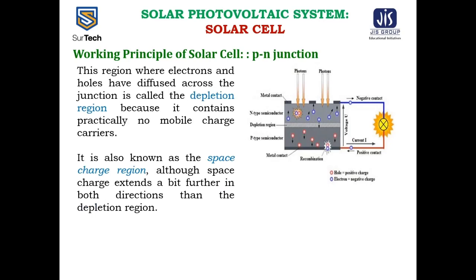This region where the electrons and holes have diffused across the junction is called the depletion region, because it contains practically no mobile charge carriers. It is also known as the space charge region, although the space charge extends a bit further in both directions than the depletion region.